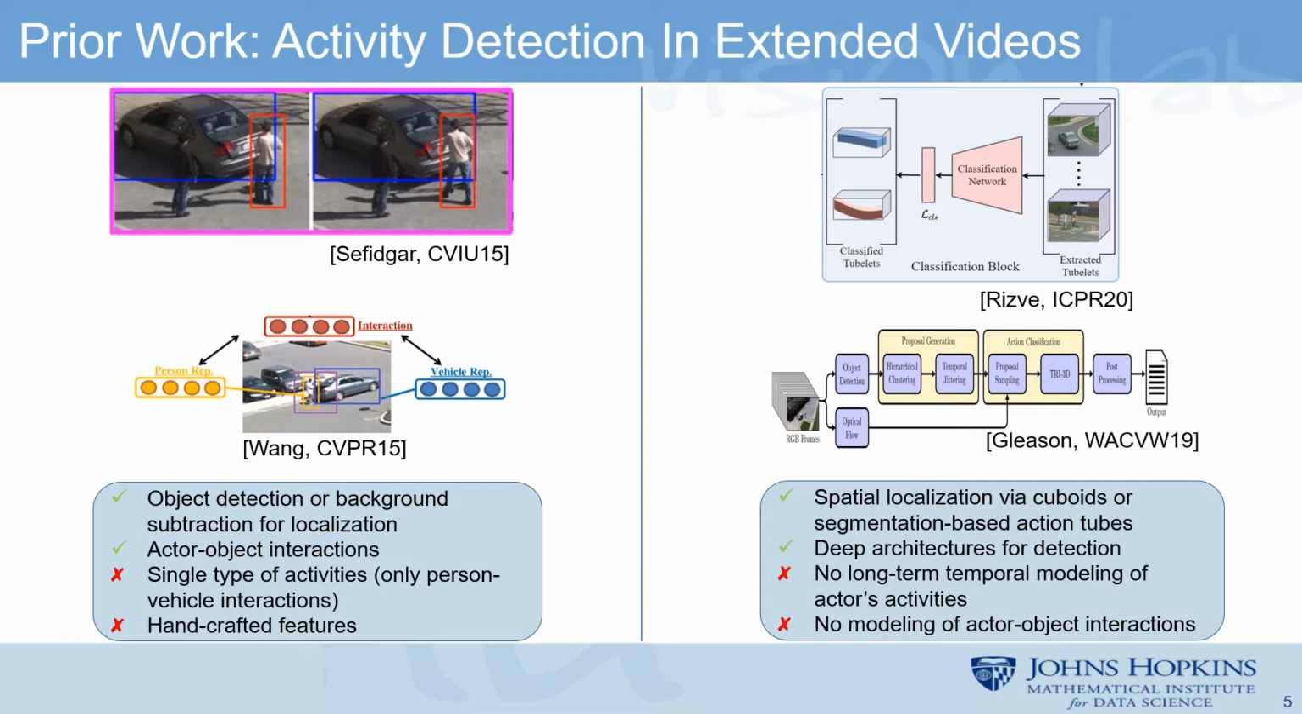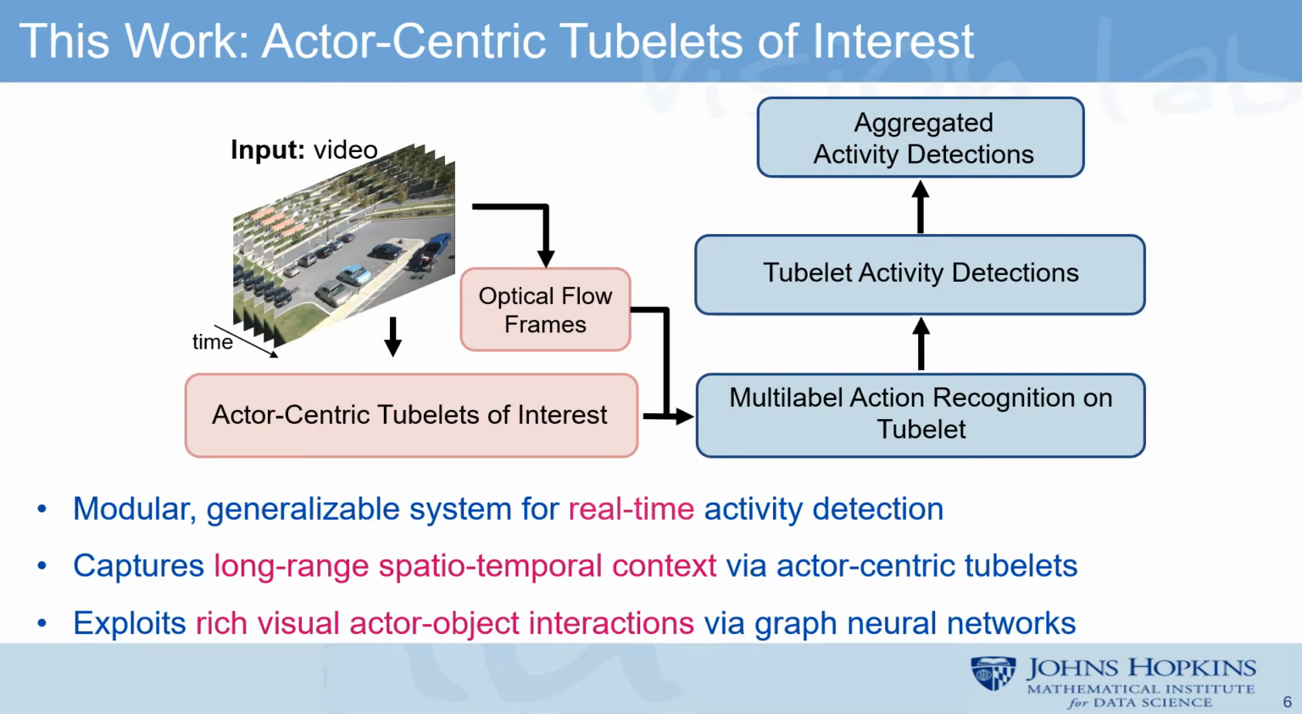Then they detect activities in those using powerful CNN models. However, these approaches do not model the long-term history of an actor's activities or actor-object interactions. Instead, we propose a framework for activity detection in extended videos, which captures long-range spatio-temporal context via actor-centric tubelets and exploits rich visual actor-object interactions via graph neural networks.